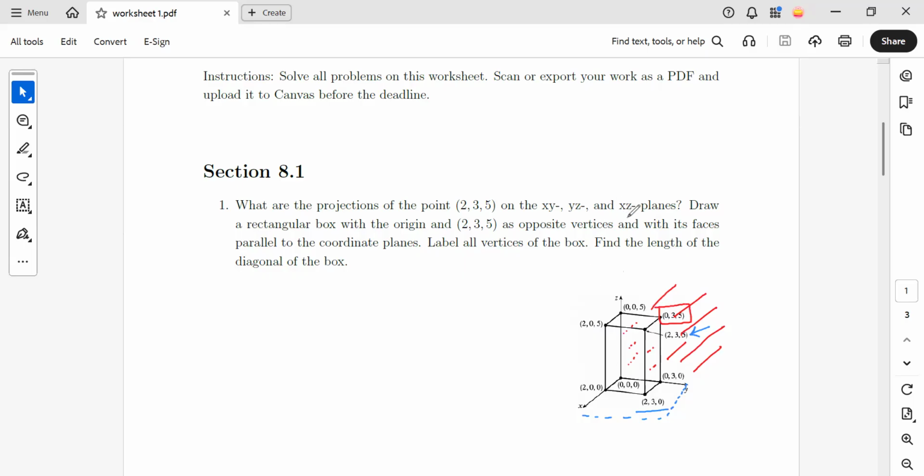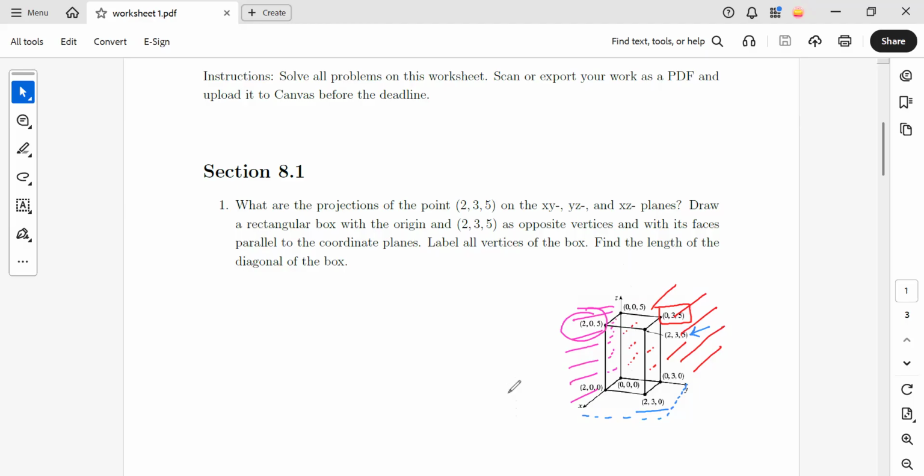Also, the projection on the xz plane will be this part and also these, and this includes the other parts. The xz plane means all of the x-axis and all parts of the z-axis. So the positive part, the negative part. And you can see that this is the point for that.